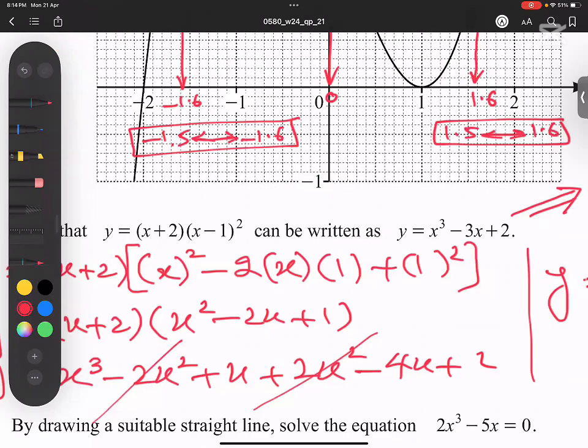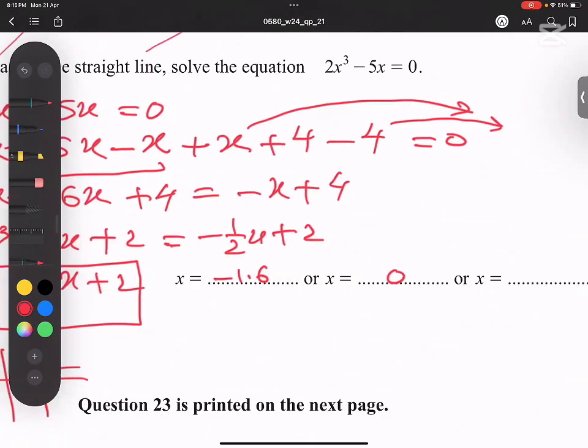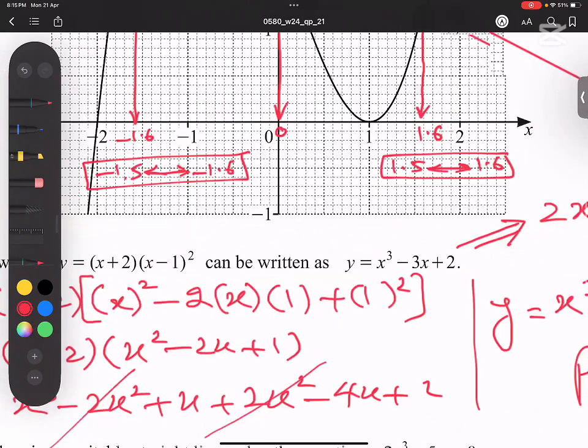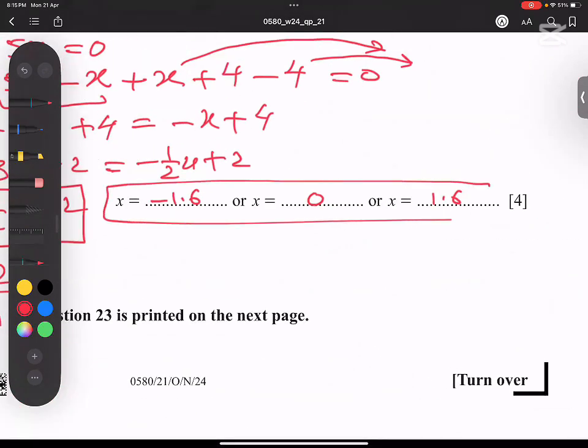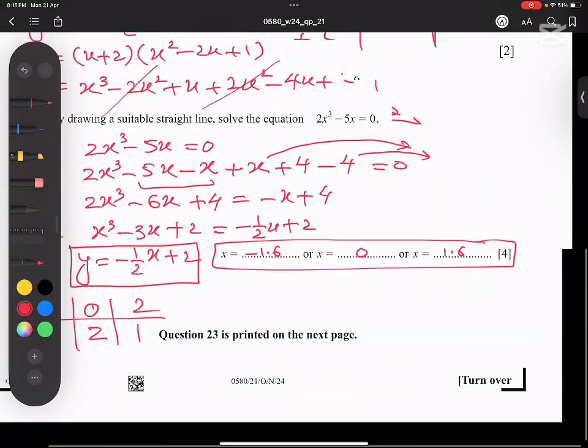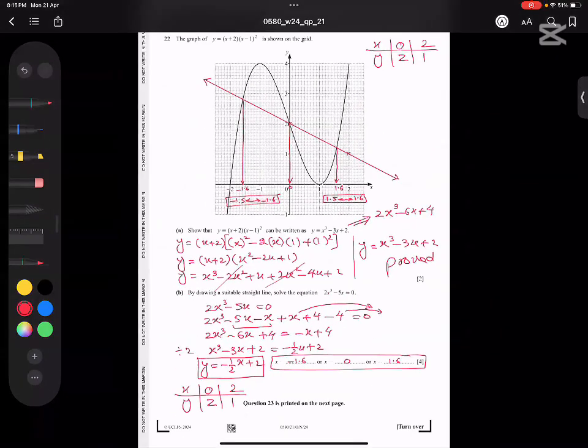So we have three answers. I'm writing here negative 1.6, 0, and 1.6. Let me check again. Yeah. So these three answers are my final answers. Okay. I hope the concept is very clear. Now let's go for the next.